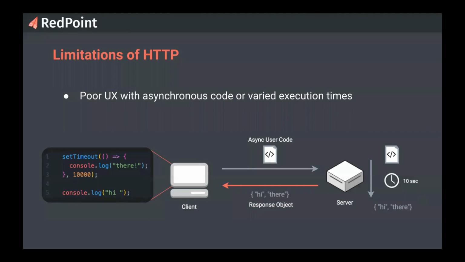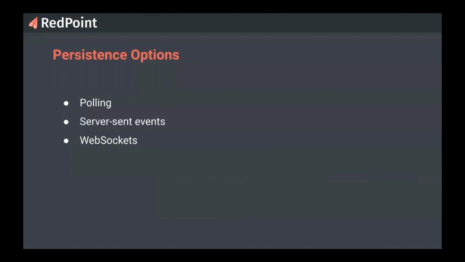So in this example, we have some asynchronous user code that just logs a simple hi there. And over traditional HTTP, the client will not be able to render anything in their UI until the slowest running code has completed. So we are not able to send any messages back to the client and render hi, for example, until that 10-second timeout has elapsed. So we decided that we would need some form of a persistent or persistent-like connection between client and server.